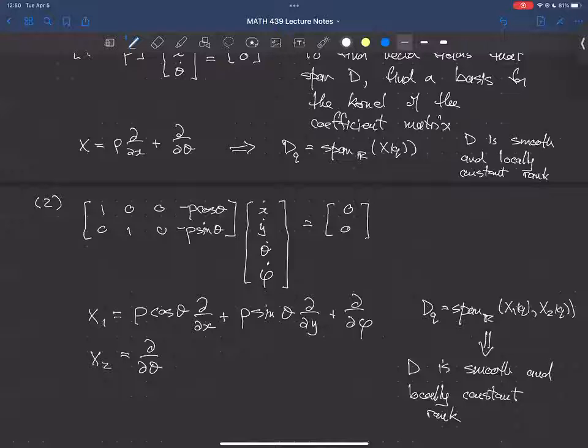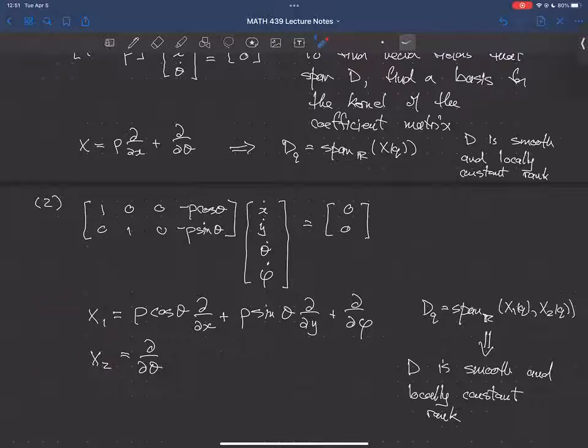Okay. So smoothness is very, very common. Local constant rankness can fail to happen sometimes. Okay, so that one you do have to watch out for. Okay, now physically, these vector fields have meaning. So let me talk about what they mean.